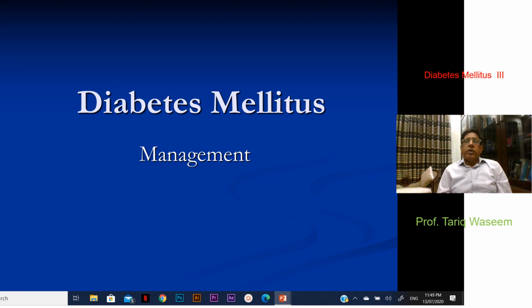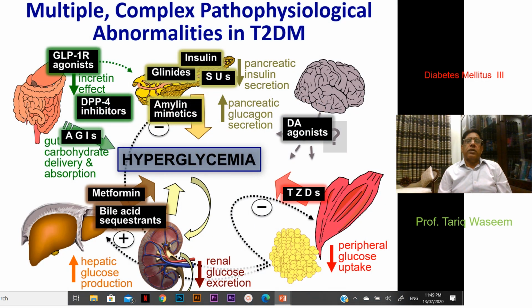Diabetes mellitus management would be our today's topic for discussion, and primary emphasis would be on type 2 diabetes and its management. We have to understand the various sites of action of various agents used for the control of hyperglycemia. Hyperglycemia is contributed by many factors, starting from the pancreas, the central nervous system, the peripheral musculature, adipose tissues, kidneys, liver, and of course the gut.